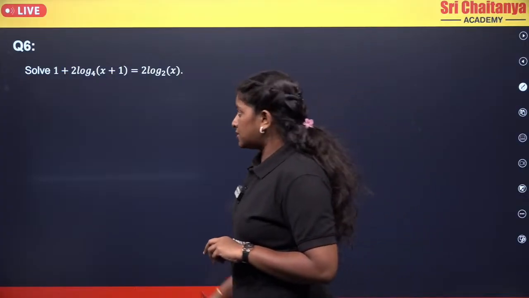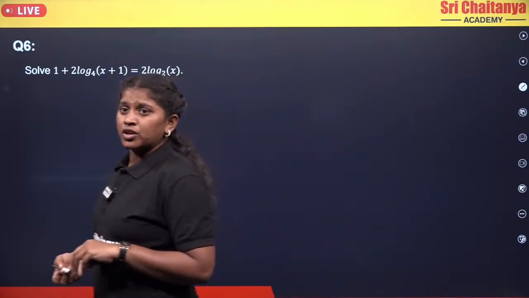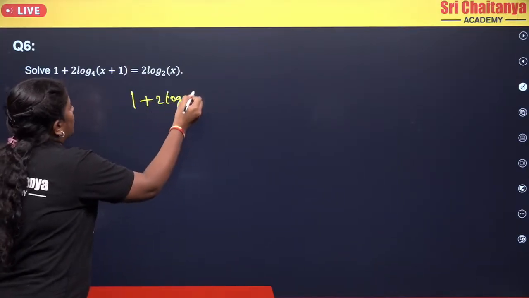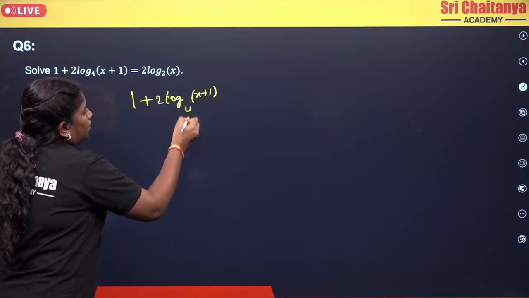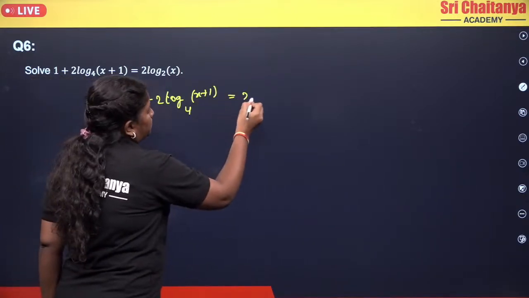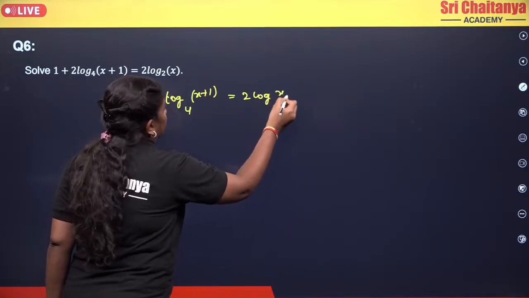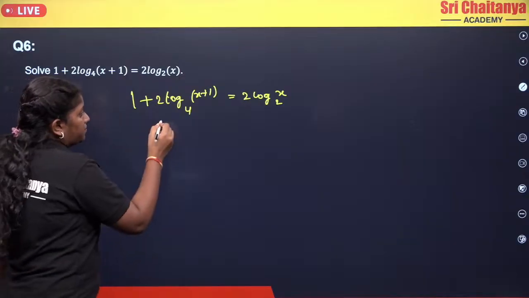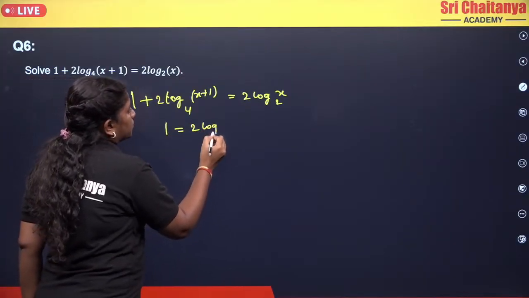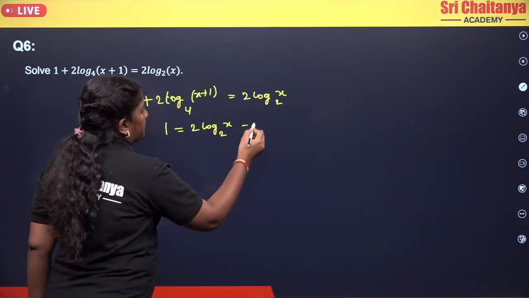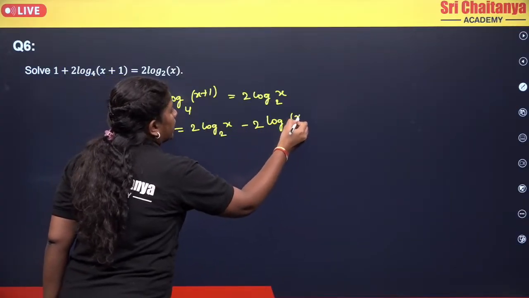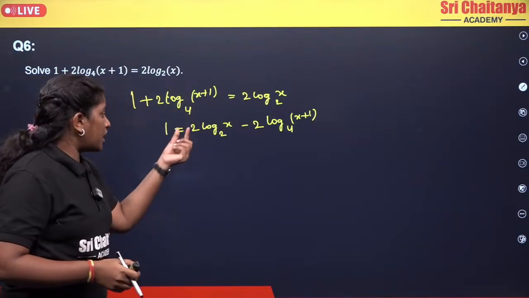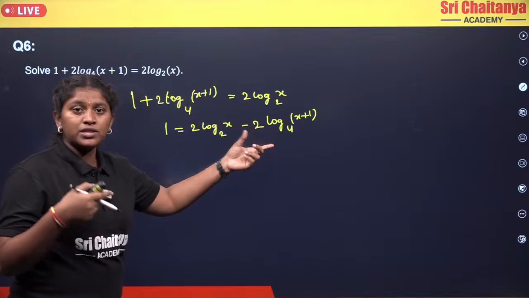So how can we simplify this? First of all, take the given value, which is nothing but 1 plus 2 log of x plus 1 to the base 4 is equal to 2 log x to the base 2. Now let's take our log terms to the other side. So that becomes 1 is equal to 2 log x to the base 2 minus 2 log of x plus 1 to the base 4. Now if you observe clearly, we are having different bases.